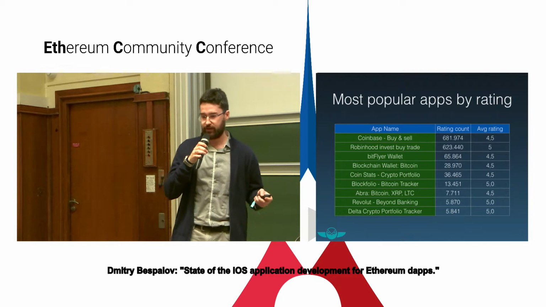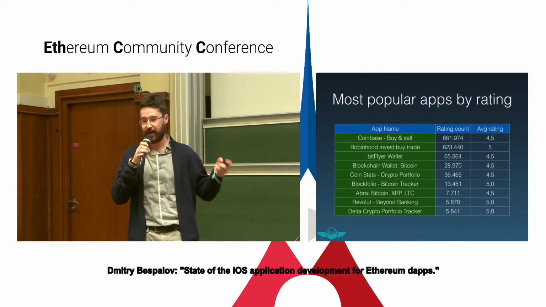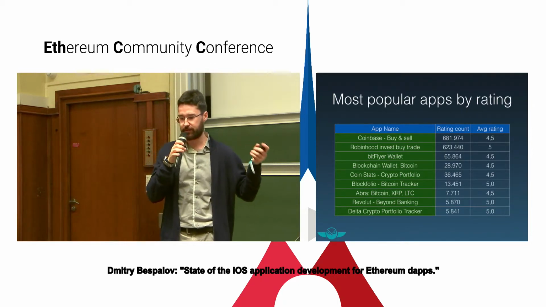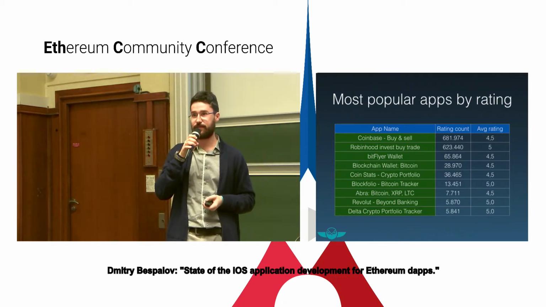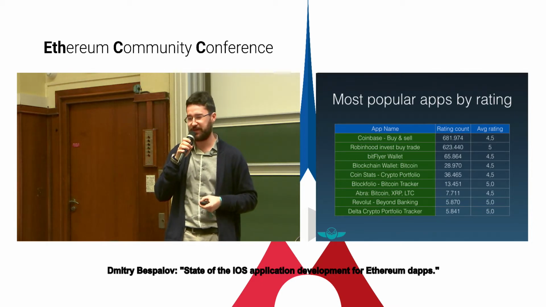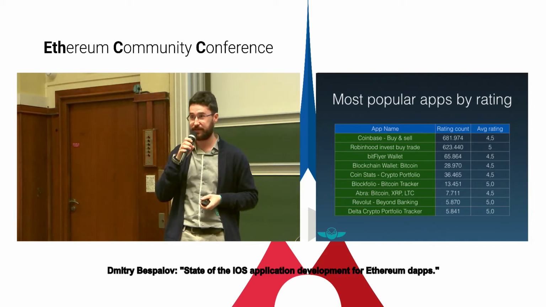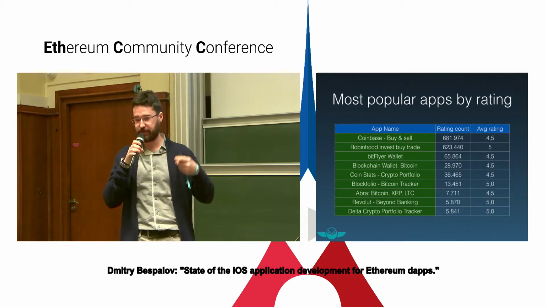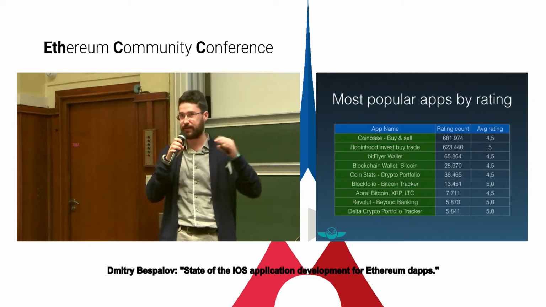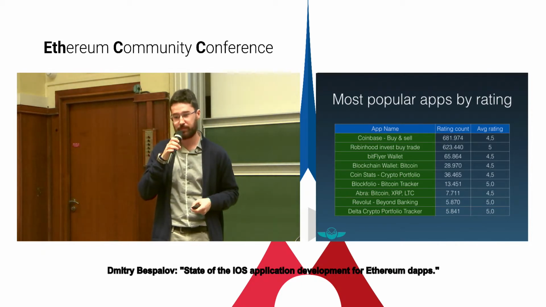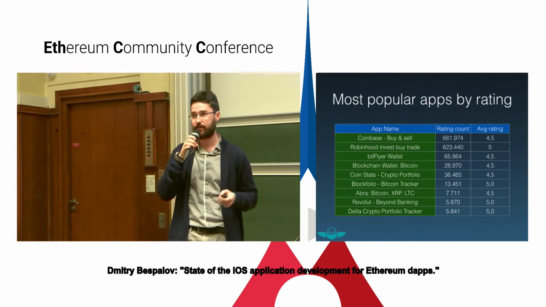Here I put the table with apps ranged by rating count. Top two, Coinbase and Robinhood, have more than 600,000 ratings. And then the next one is 65, 10 times less. And the next two are roughly 2 times less, so this is like an exponential distribution of the ratings. And most of the apps have very few ratings, below 100.